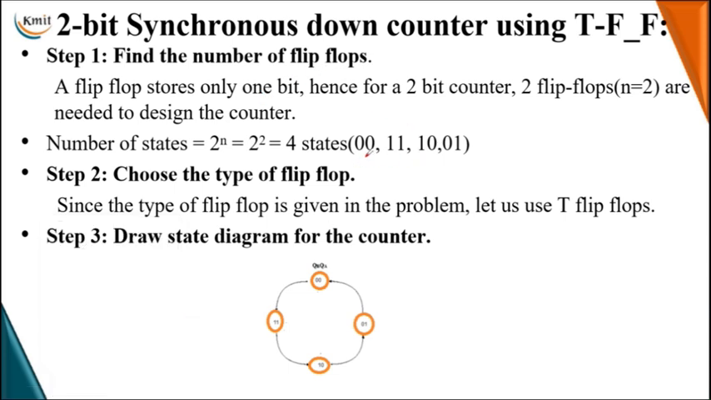So the initial state is 0. On the first clock pulse we obtain 1 1. On the next clock pulse, the second clock pulse, you obtain the next state 1 0. On the third clock pulse, you obtain 0 1, and on the fourth clock pulse, you obtain your initial state, which is again the 0 0 state.